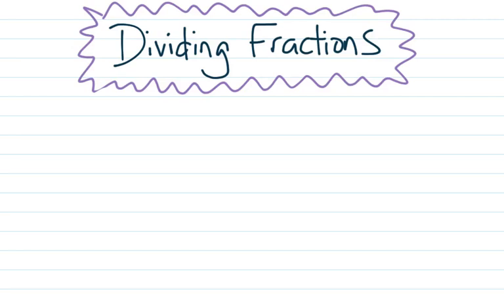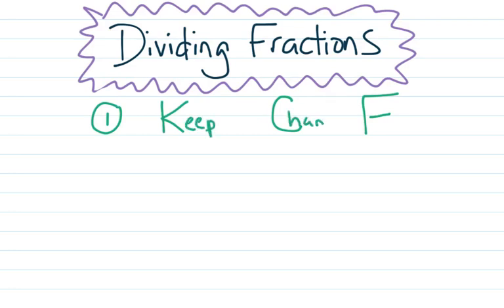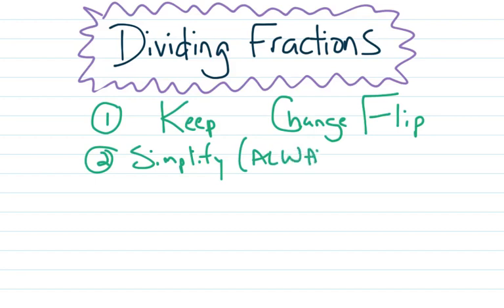There are, again, two main methods to follow when dividing fractions. Rule number 1 is KCF, or Kentucky Chicken Fried, as a lot of my students like to call it. And that stands for keep, change, and flip. We're going to show you what I mean by that in just a second. And the second rule, just like the last one, is to simplify always. If there's a greatest common factor that goes into your final answer, you gotta simplify it.